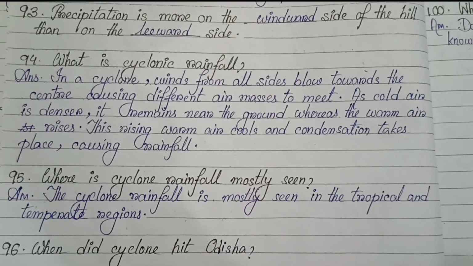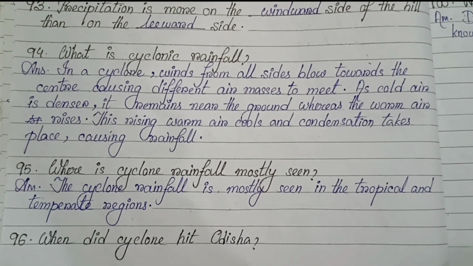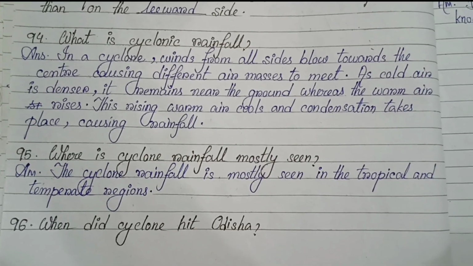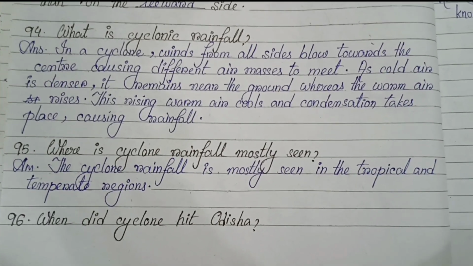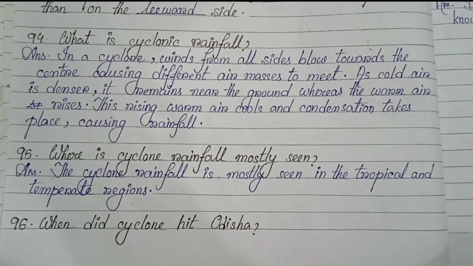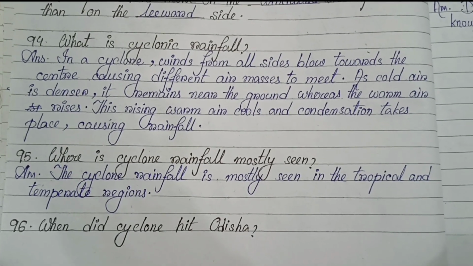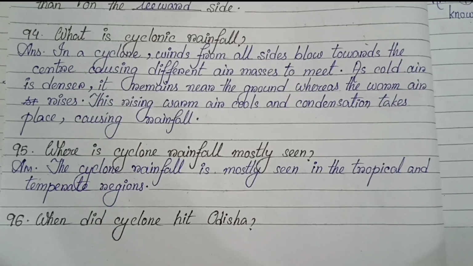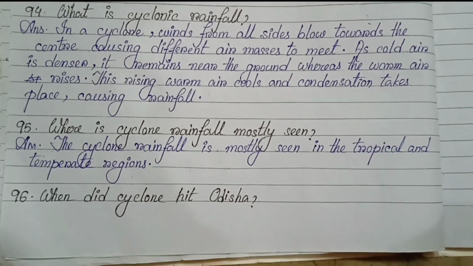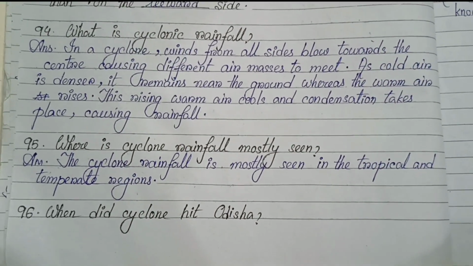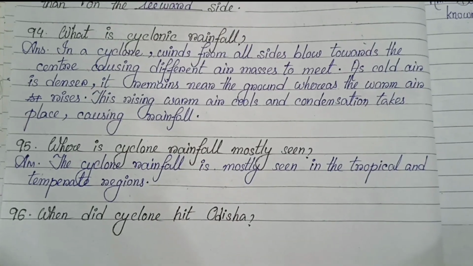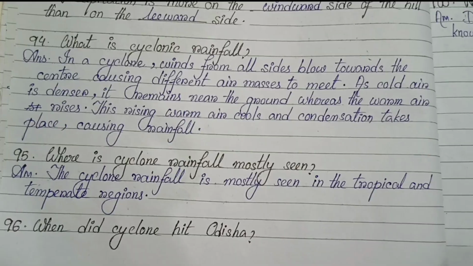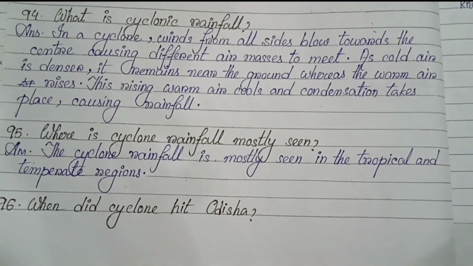94. What is cyclonic rainfall? In a cyclone, winds from all sides blow towards the center, causing different air masses to meet. As cold air is denser, it remains near the ground, whereas warm air rises. This rising warm air cools and condensation takes place, causing rainfall. 95. Where is cyclonic rainfall mostly seen? Cyclonic rainfall is mostly seen in the tropical and temperate regions.